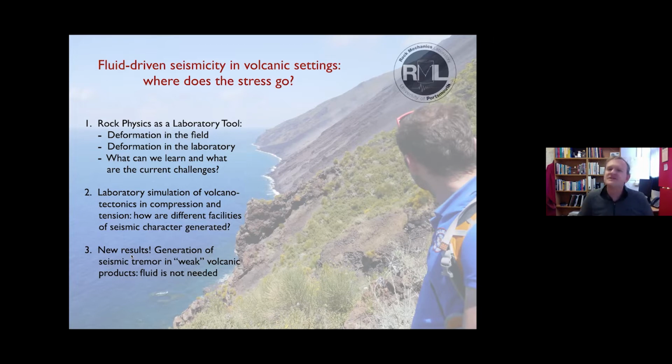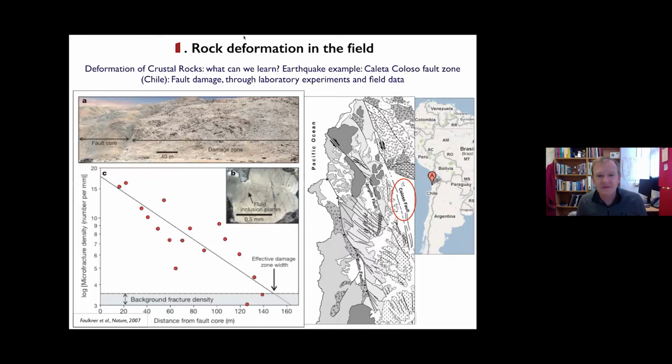But there's a bit of a story behind this talk as well. So starting out from the beginning, rock deformation in the field. This is one example of many that you can pick up in the literature. This was published by Dan Faulkner and Tom Mitchell and others some years ago. And Dan and Tom were interested in looking at fractured damage zones in earthquake mechanics. So this is an example from Chile, from the Caleta Coloso fault zone.